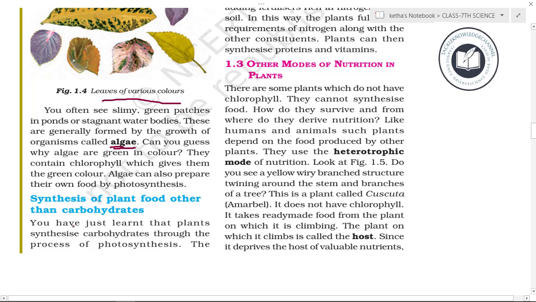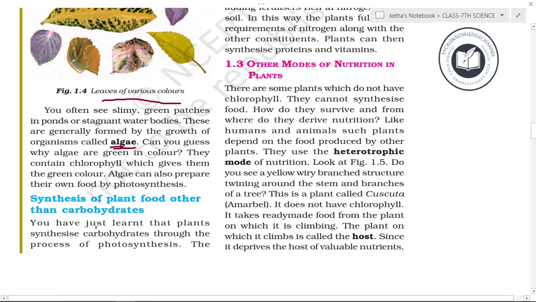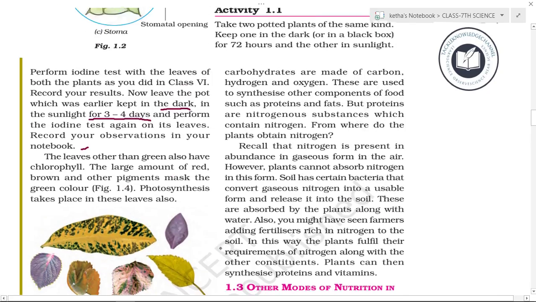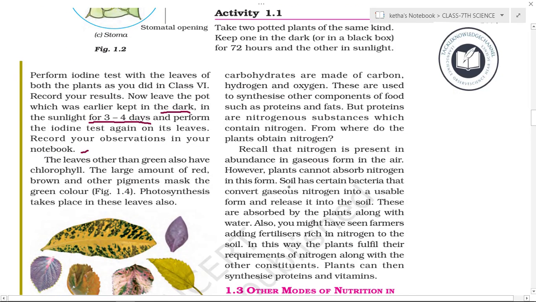Synthesis of plant food other than carbohydrates. You have just learnt that plants synthesize carbohydrates through the process of photosynthesis. Carbohydrates are made of carbon, hydrogen and oxygen. These are used to synthesize other components of food such as proteins and fats.